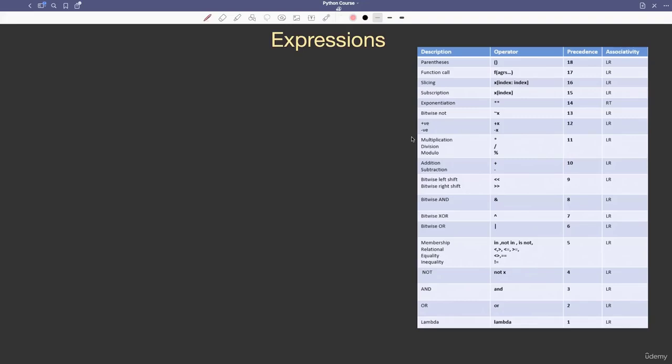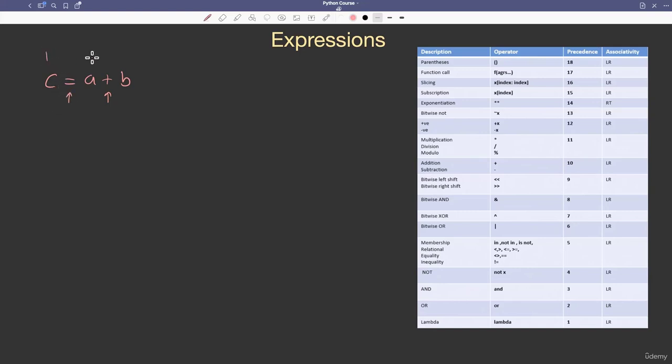Next topic is expressions. The instructions that you write using operators. If you're using operators in an instruction or a statement of your program, then it is called an expression. For example, if you have a statement like this, C assign A plus B, it means we want to add A and B and store the result in C.